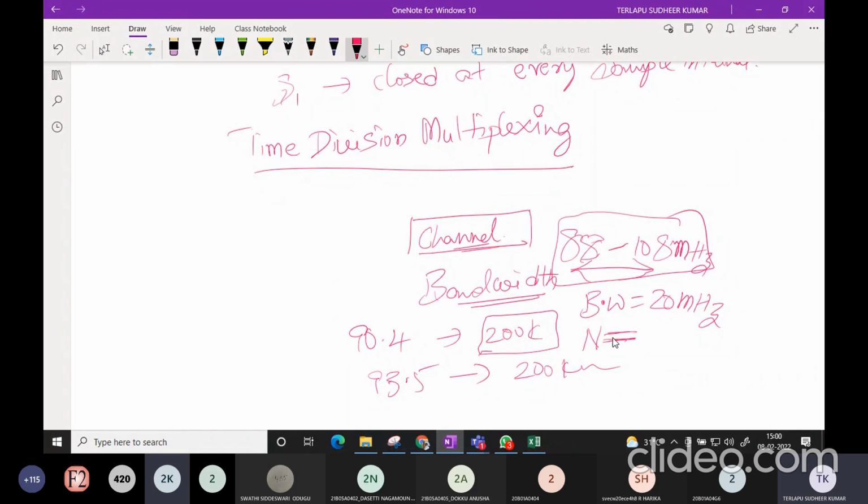If each requires 200, then 20 megahertz, 20 mega divided by 200 kilo is 100 radio stations can be accommodated between 88 megahertz to 108 megahertz. That means from, say, this is 88 megahertz and this is 108 megahertz. So this is my first channel, second, third, fourth, fifth, so on up to 100th channel.